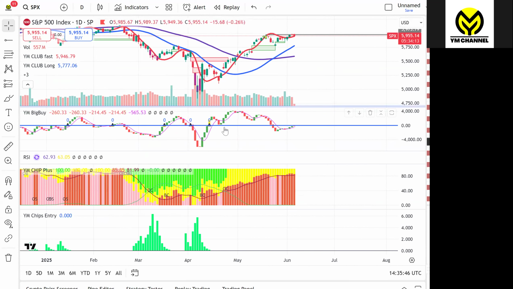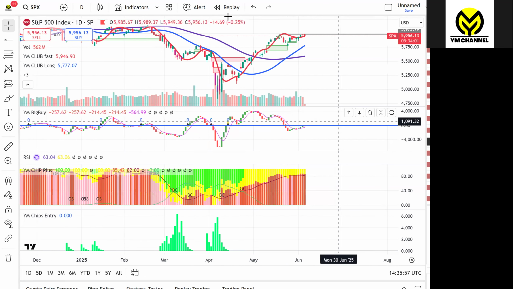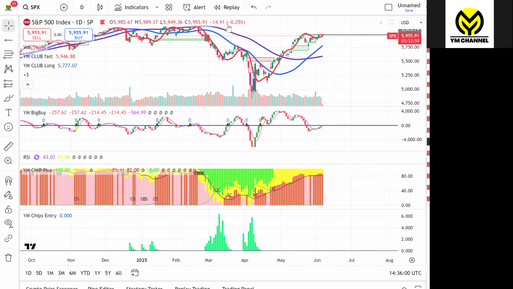Look at the YM Big Buy here. YM Big Buy basically tracks the big volume trades. You can see it's getting lower and lower, and now we're under zero. With such a strong resistance, you need to be really careful. If we don't have strong fund movement to push forward, I'm afraid it will come down very soon.